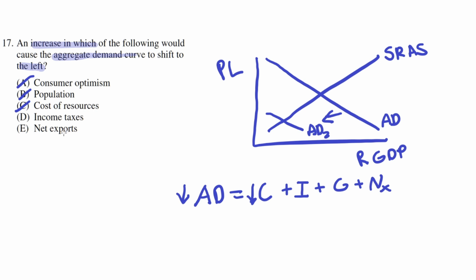E, net exports. This is incorrect because an increase in net exports means that aggregate demand would increase, and an increase in aggregate demand means a shift to the right of the aggregate demand curve. And this is not what we're looking for, so E must be incorrect. And thus, we're left with D as the correct answer.